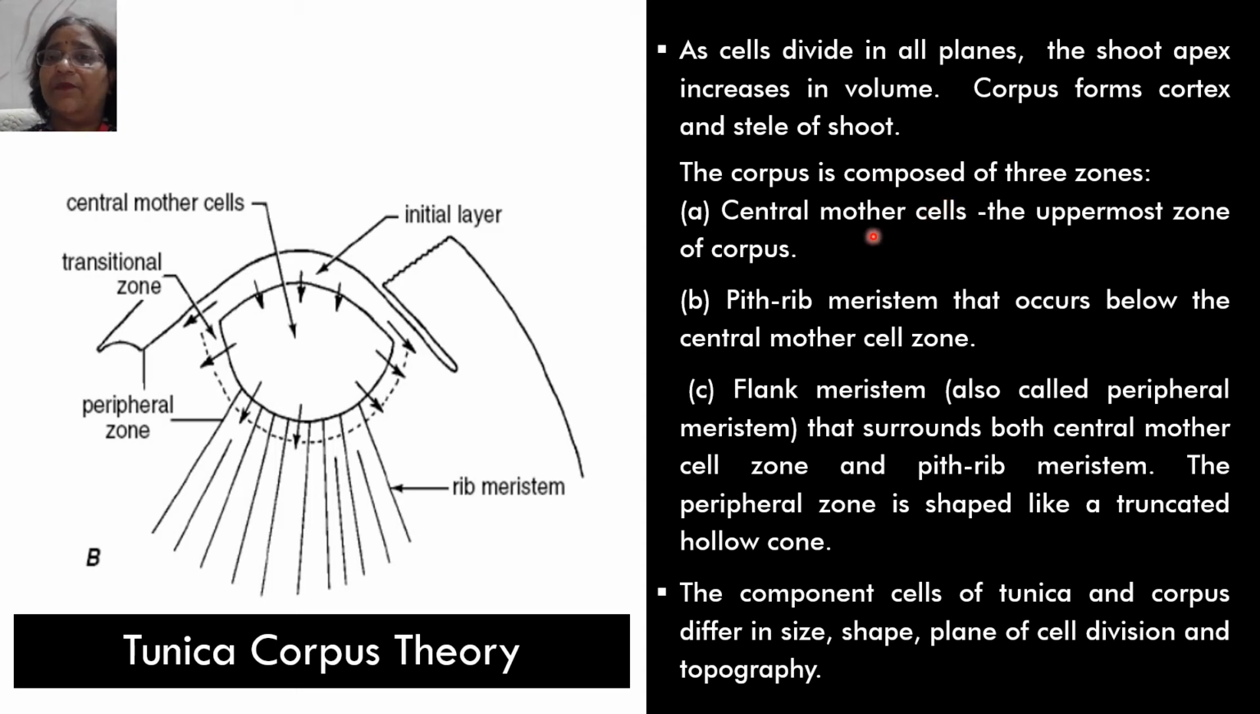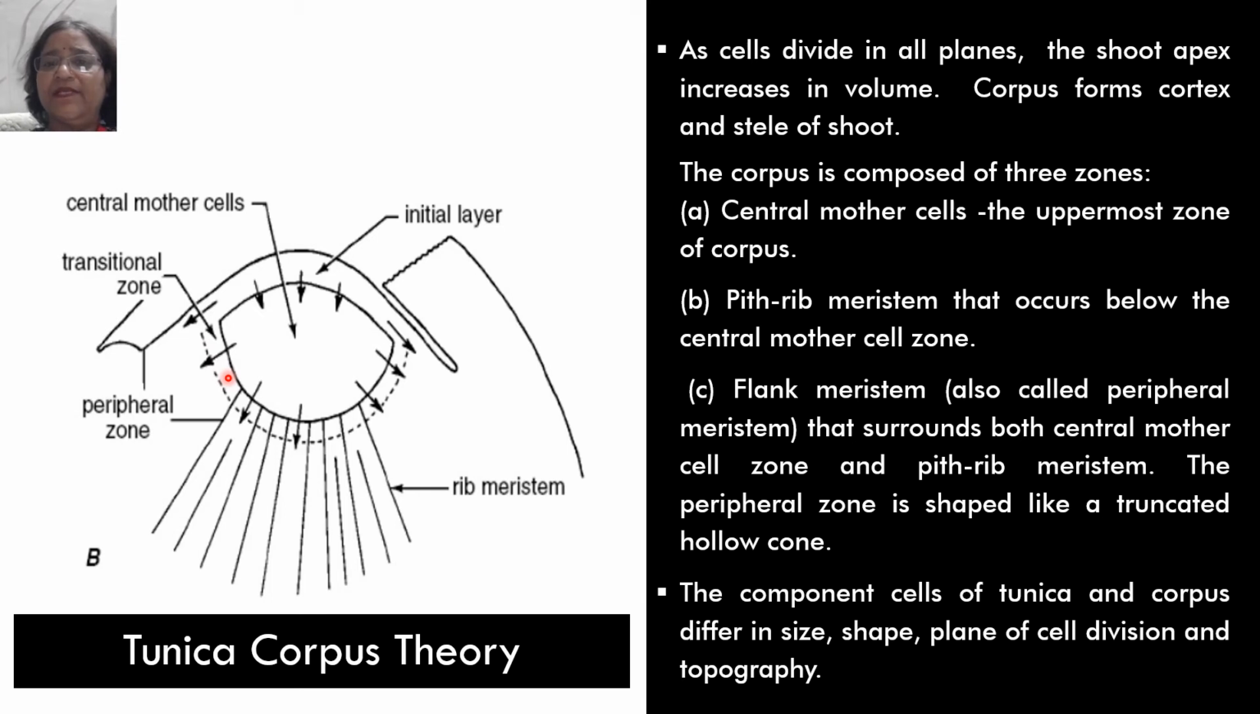The corpus is composed of 3 zones. Now this corpus has 3 zones. The central mother cell. This is the central mother cell. Pith rib meristem, that occurs below the central mother cell. Flank meristem, this is the peripheral zone that surrounds both the central mother cell and the pith rib meristem. It is shaped like a truncated holozone. This is the peripheral zone.